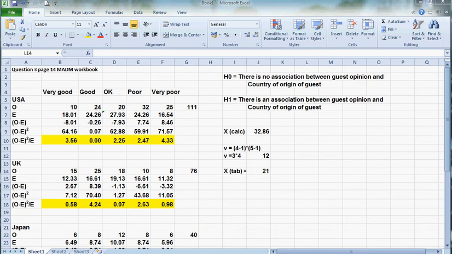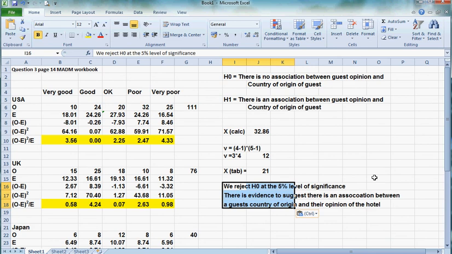Let me put that into words. What does that actually mean? Well, H0 was saying there is no association between the guest's opinion and the country of origin of that guest. We've rejected that. We've said that's wrong. So what we are saying is that there is evidence to suggest that there is an association between a guest's country of origin and their opinion of the hotel.